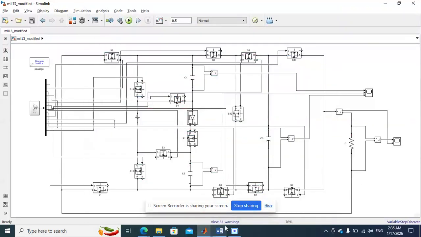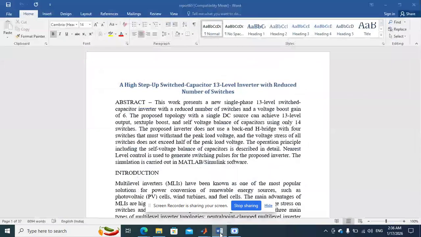This is the 13 level multi-level inverter, based on the switched capacitor. Due to the switched capacitors, the levels will be generated, and we are using a single source here. With a single source and the capacitors, we can achieve a voltage higher than the input voltage. That is, 6 times the voltage will be boosted.